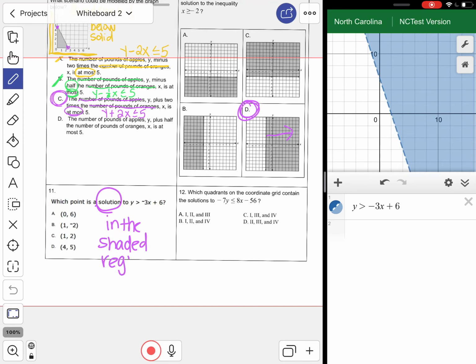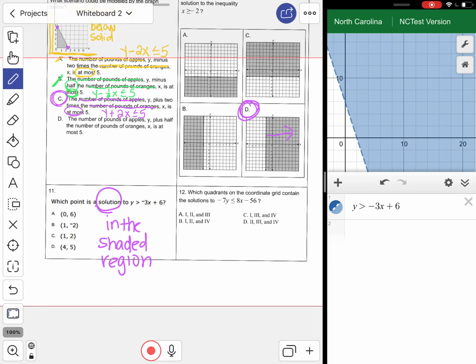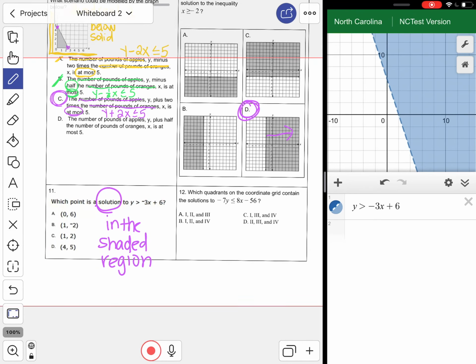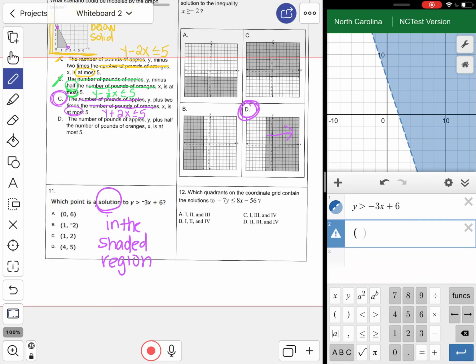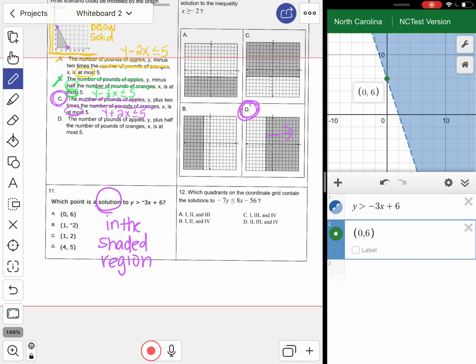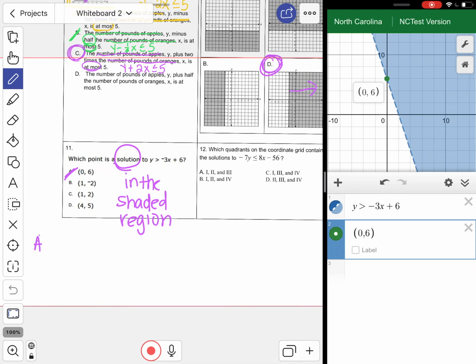Now, when I'm talking about the shaded region, I'm talking about anywhere you see blue. Now, I have a dash line, so it can't be on the dash line because remember, a dash line means it's not equal to. So if I look at this first point and I put in 0, 6, and my point is on the dash line, that cannot be an answer choice because the line itself is not solid. Now, if I check A, so I have 0, 6, and 0, 6 is your x and this is your y. I'm going to plug in those values.